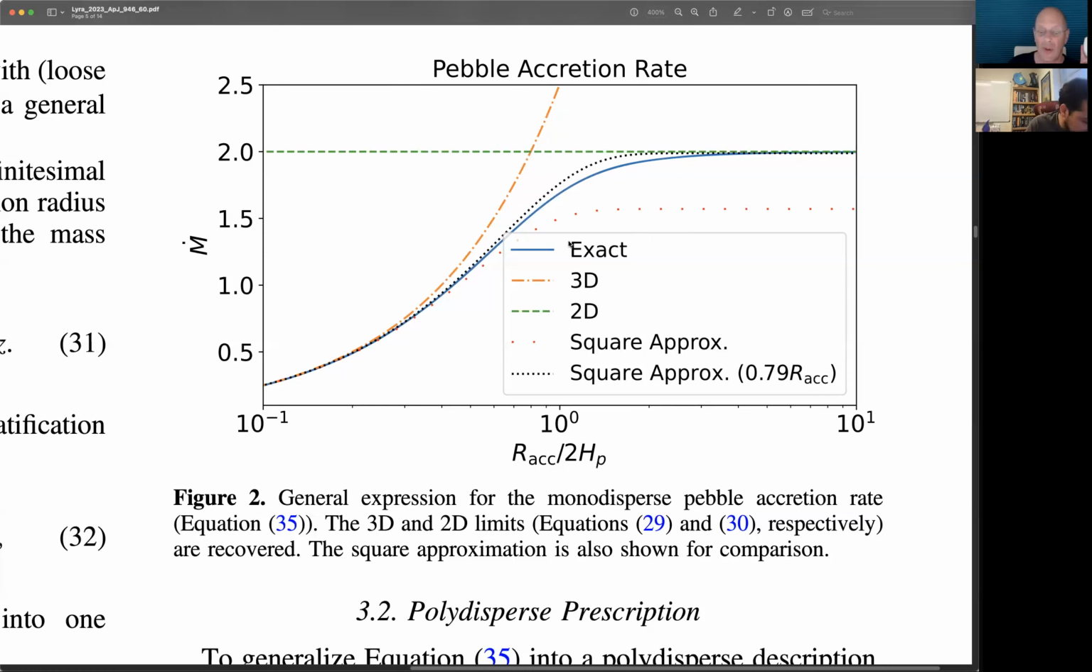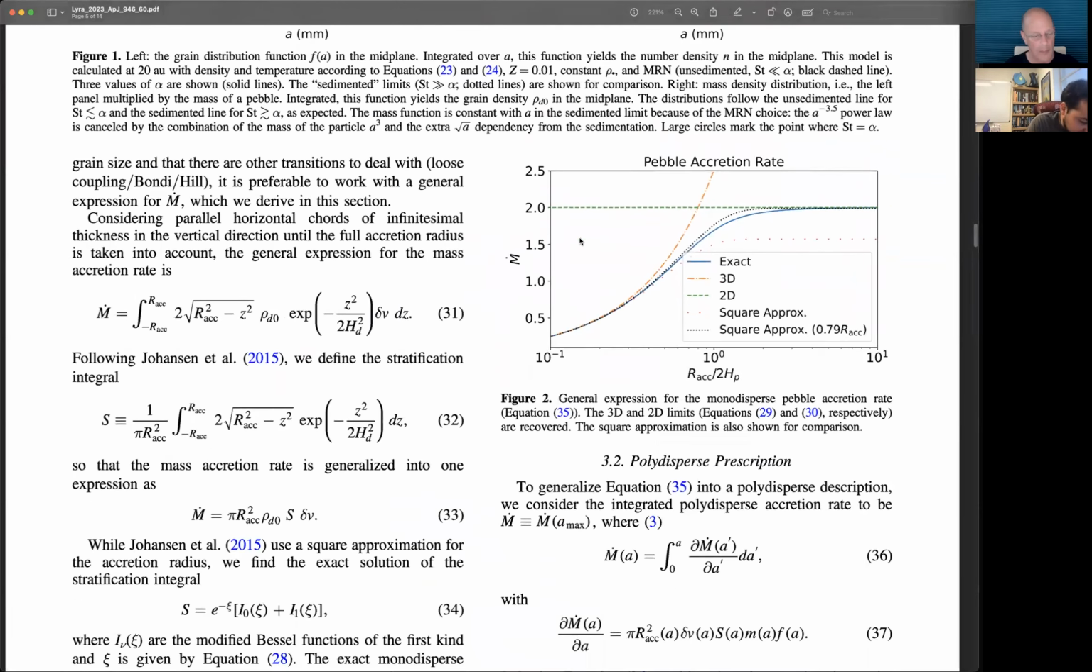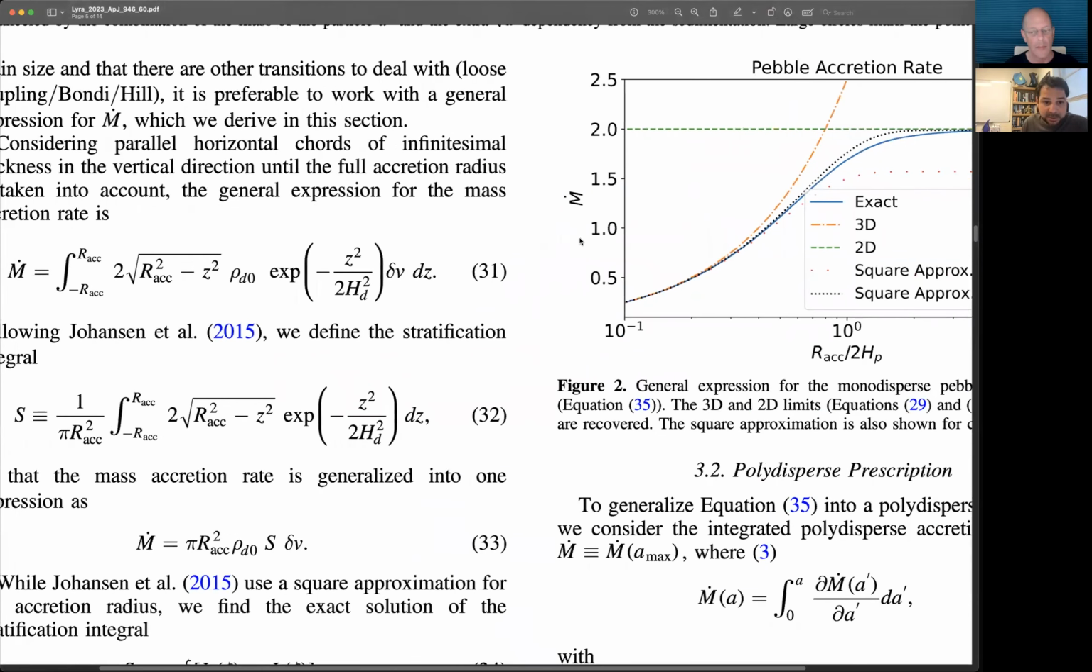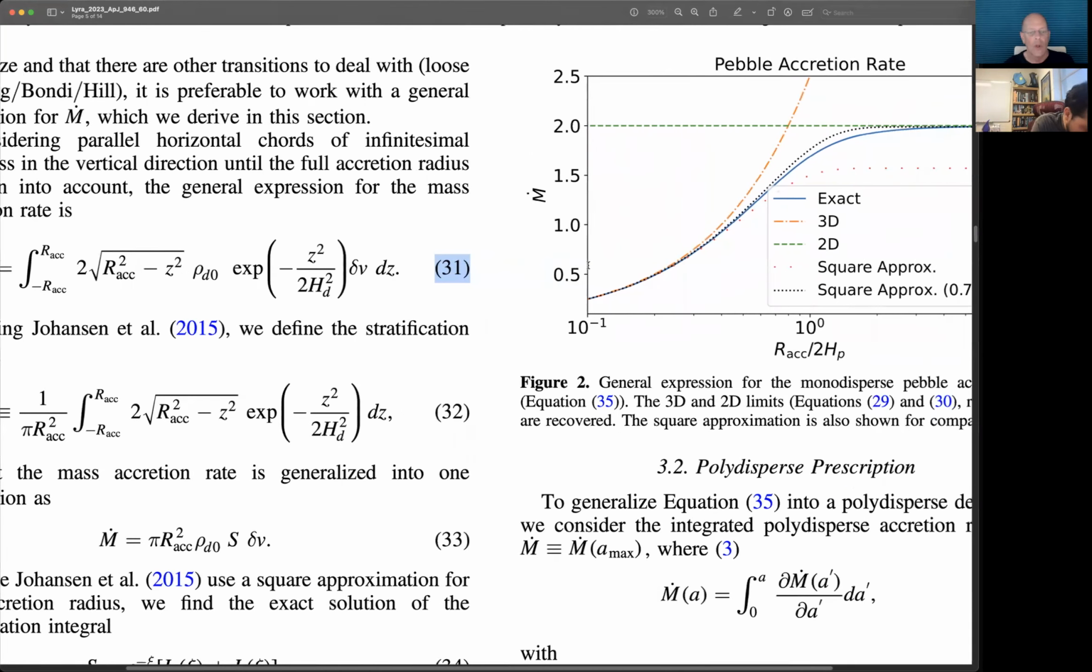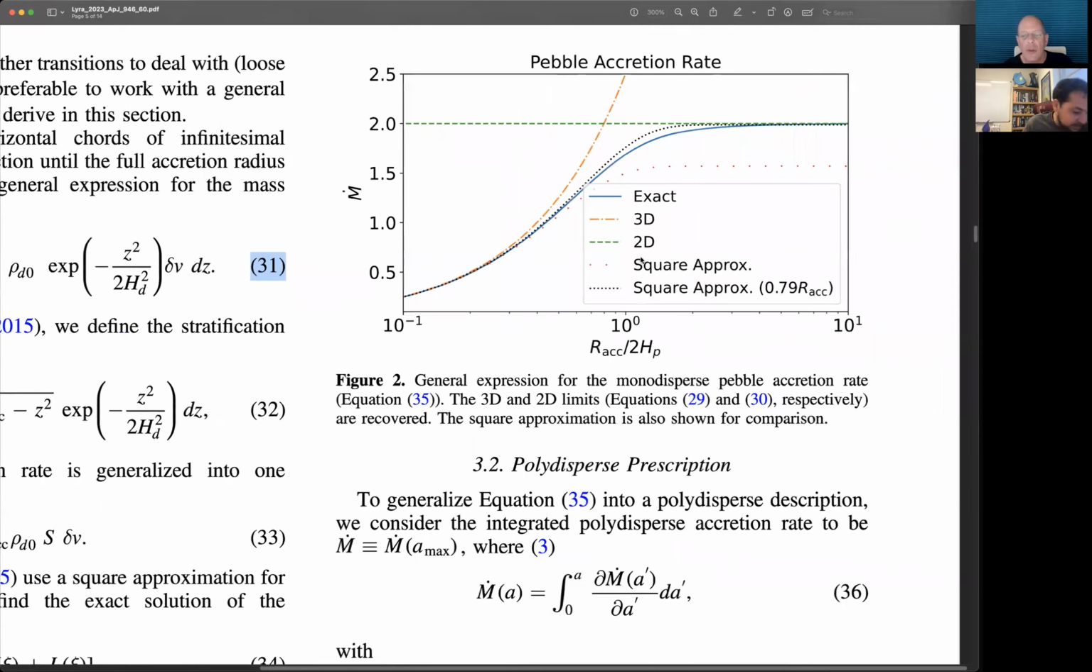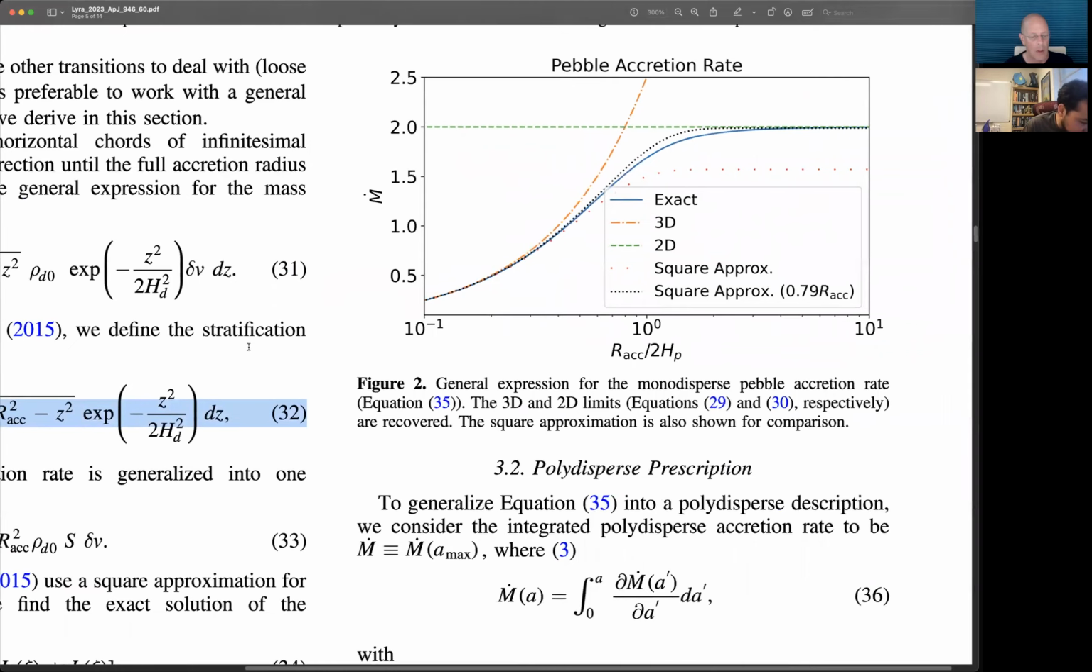So if you just move to the side, if you show equations 31 and 32, that is the integral that one needs to solve for the complete mass accretion rate. That's equation 31. If you solve that, then you can find the exact mass accretion rate. The square approximation, as I was saying, gets almost the exact one, but with that approximation. So what you could do here is solve that integral, equation 32. So the total mass accretion rate is given by equation 33.